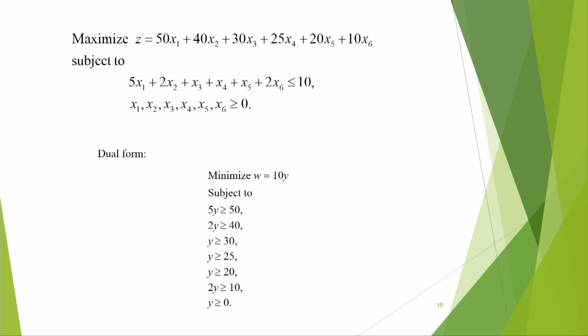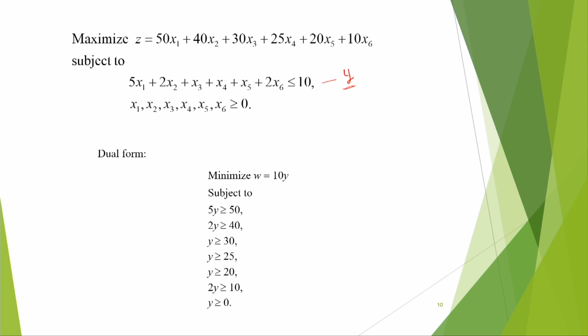So, I can make a dual form of this. If I make the dual form, I know there are 6 variables in the primal, so there will be 6 constraints in the dual, and here there is only one constraint, so in the dual form there will be one variable only. I just wrote y here, associated with this constraint; it is the dual variable, or you can call it the unit worth of the resource, or the simplex multiplier.